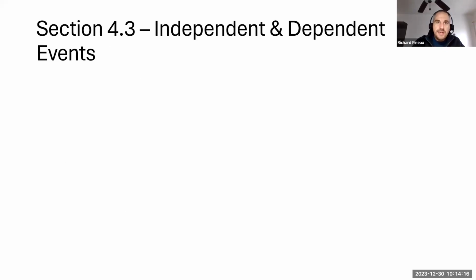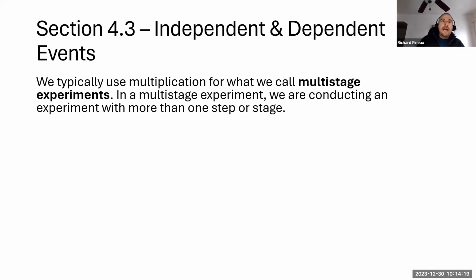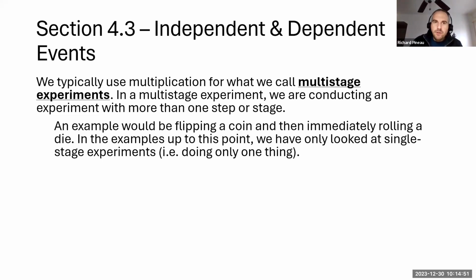Let's see if we can make some sense of this. So independent and dependent events. Now, when we deal with multiplication, we generally consider multi-stage experiments, and this is generally when we're doing more than one thing. If you remember the example in section 4.1 with the archer, the archer was shooting a target 3 times in a row. That's considered a multi-stage experiment. If you remember writing the sample space for a coin toss and rolling a 6-sided die, that's considered a multi-stage experiment. We're doing more than one thing, okay? So that's what we mean by multi-stage. So again, flipping a coin, rolling a die.